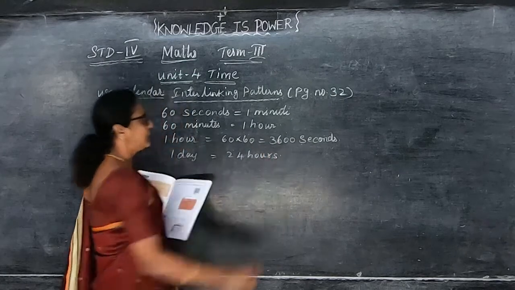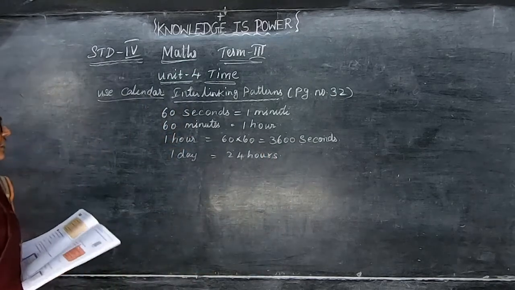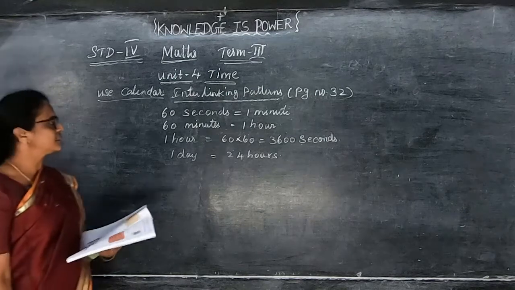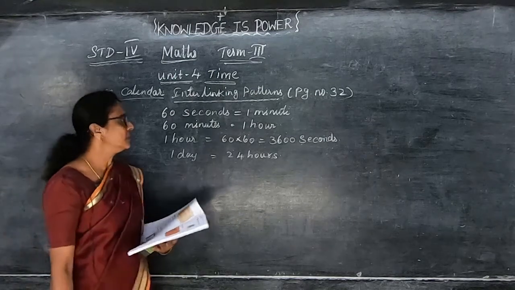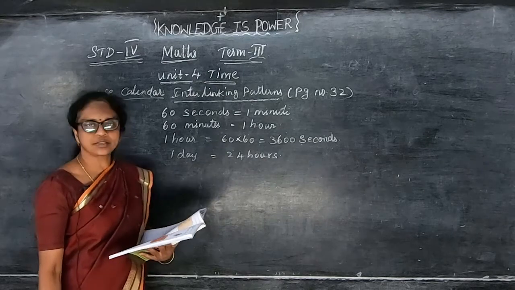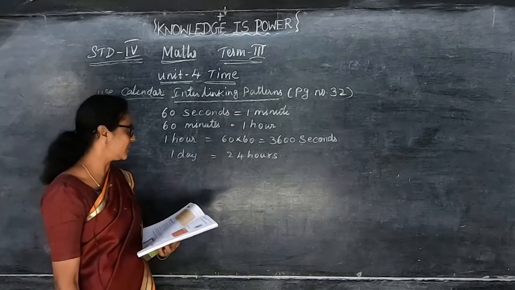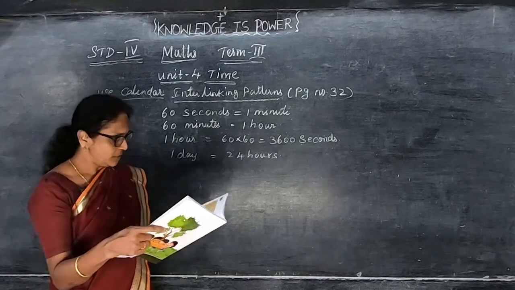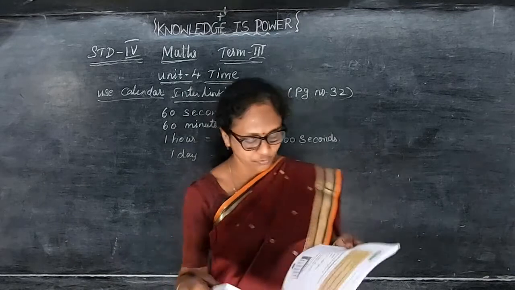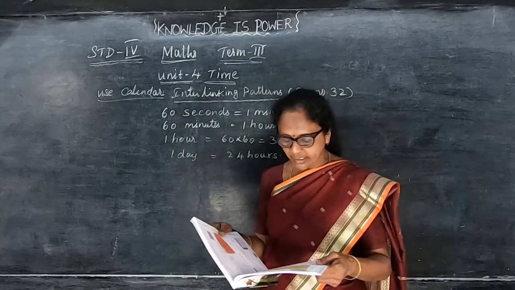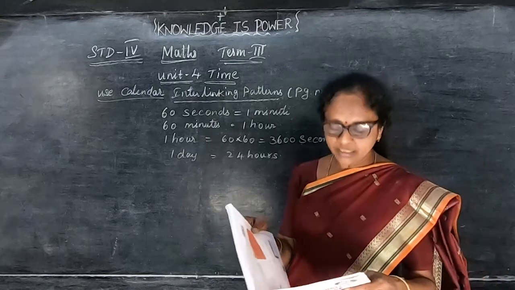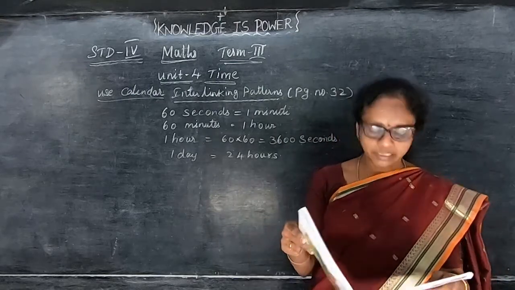So this is the time schedule for the time patterns, interlinking patterns. That is 60 seconds is 1 minute, and 60 minutes makes 1 hour. 1 hour is 60 into 60, that is 3600 seconds. And 1 day is equal to 24 hours. So normally 12 hours is used. But in railways, airlines, armed forces and TV channels, 24 hours are used. This time you will be seeing later on in higher classes.